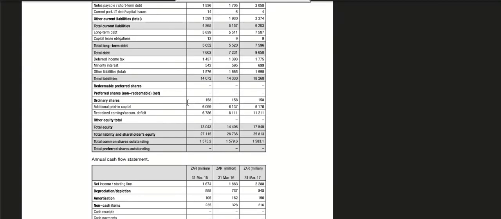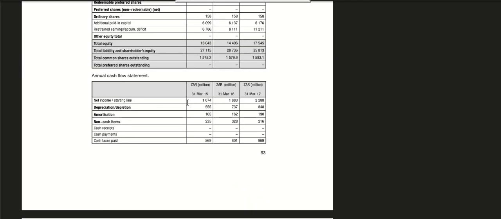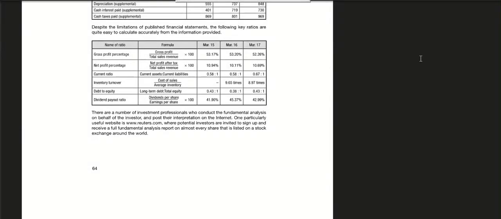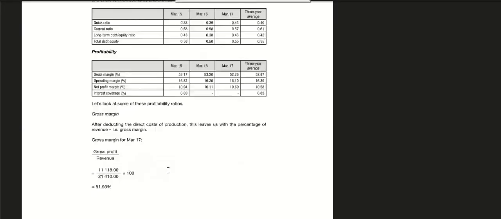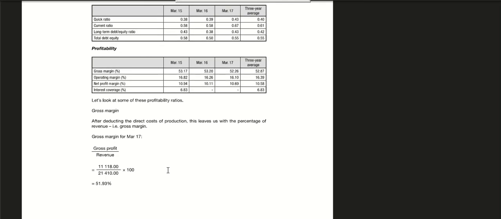So there is an example 2.9. You are provided a very, very long income statement and even an annual cash flow statement. Remember, if I didn't put the solutions, you have access to the solutions and you can go and check them out, right?